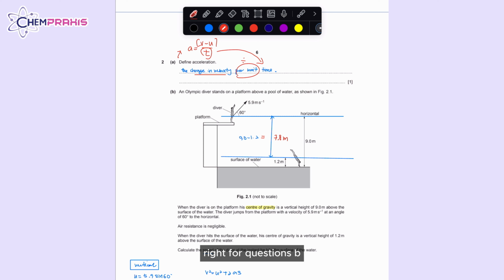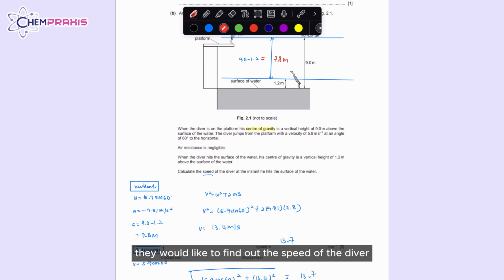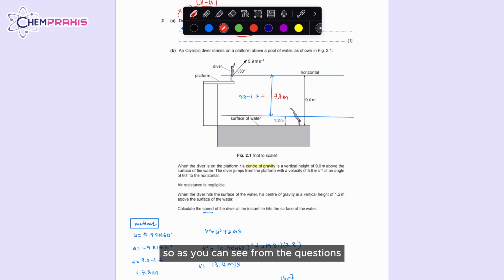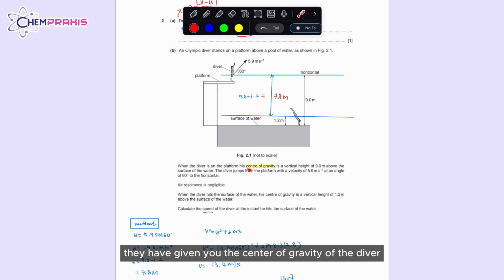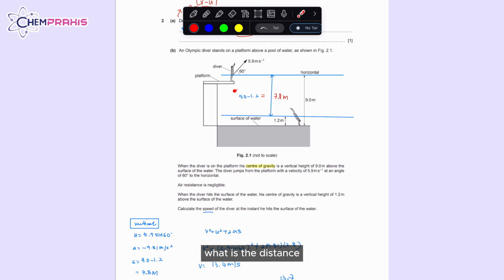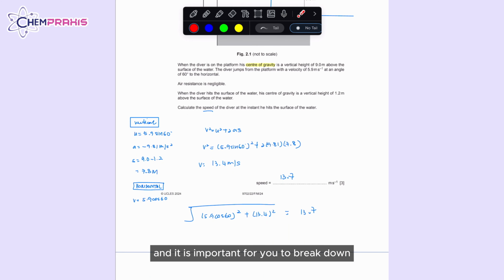Right, for question B, they would like you to find out the speed of the diver at the instant he hits the surface of the water. As you can see from the question, they have given you the center of gravity of the diver. Before you do your calculations for the vertical component, it is important for you to find the distance from the center of gravity of the diver at this position until it hits the surface of the water. So your vertical height will be 7.8 meter, and it is important for you to break down the vertical and horizontal components. It will be easier for you to find out the answer.